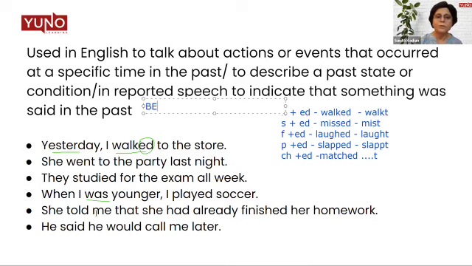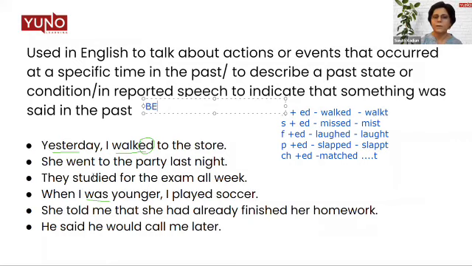Then, she told me that she had already finished her work. So when you have to report something, you use she told me, she said to me, all such things. He said he would call me later on. So you use these past forms when you report about some things, when you talk about a state. I was. So we are talking about a state in the past.